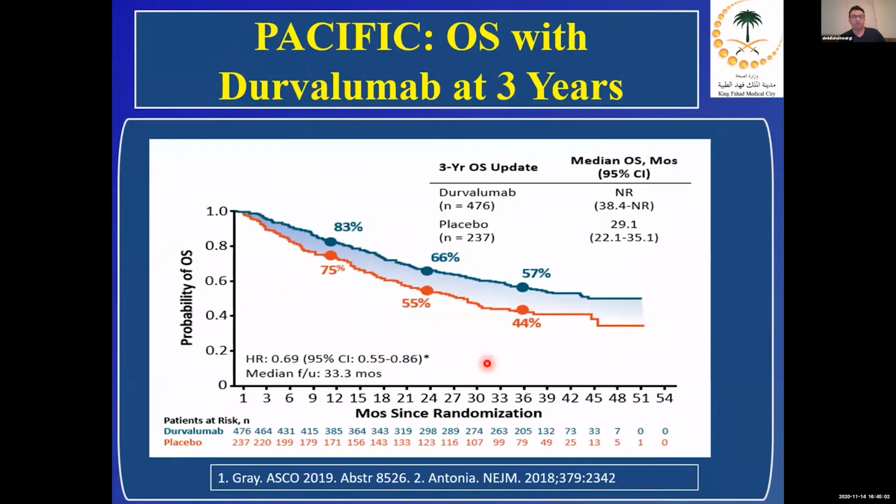This trial was quite positive, showing superiority of single agent Durvalumab as a maintenance following concurrent chemoradiation, and we have seen follow-up data showing that the benefit was also preserved with a longer follow-up. It's almost a 13% absolute benefit that we have seen at 3 years, and the median survival was not reached as of the last presentation that we had last year, as I recall.